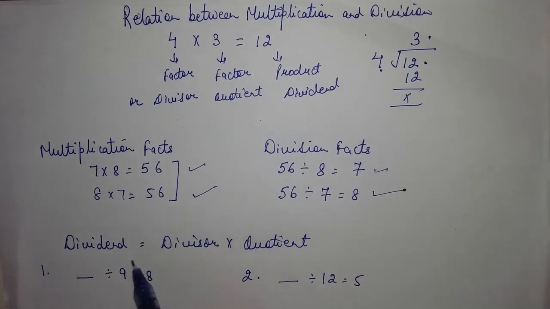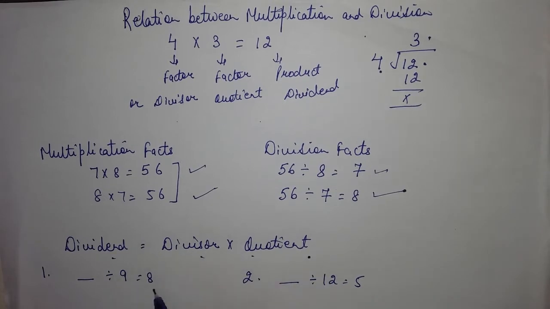Okay, this is the formula. Dividend equals divisor multiplied by quotient, which you have to apply here. Here you can see, division by 9 equals 8 is given. We have to find the dividend. So how will you find the dividend? You will be multiplying divisor and quotient. Here this is the divisor and this is the quotient. Divisor is that number with whom we divide, and quotient is the result of the division. So multiply these two numbers, 9 and 8, you will get the answer 72. So 72 is the dividend.